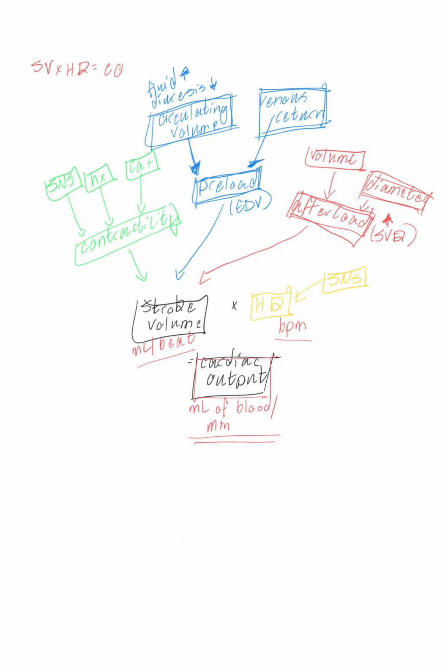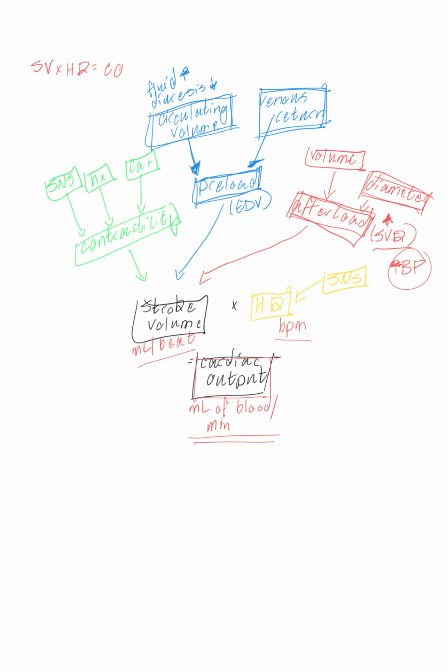People get confused about afterload. They think it's somehow related to preload because it sounds alike. It's not. Afterload is a concept. It's made up of volume and diameter. Preload is an amount of fluid. It's an amount of blood that you have in your body. If you have an increased blood pressure, you're going to have an increased systemic vascular resistance and therefore an increased afterload. So afterload and blood pressure are very closely related.